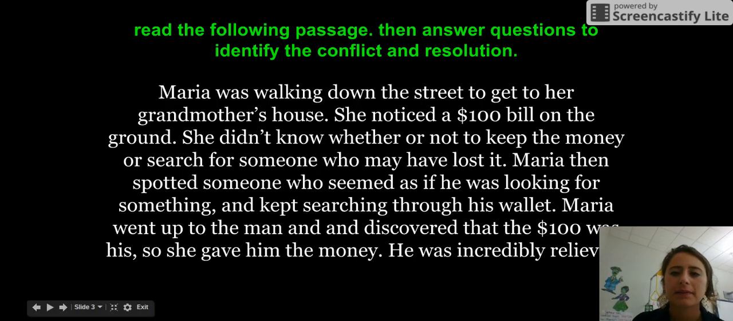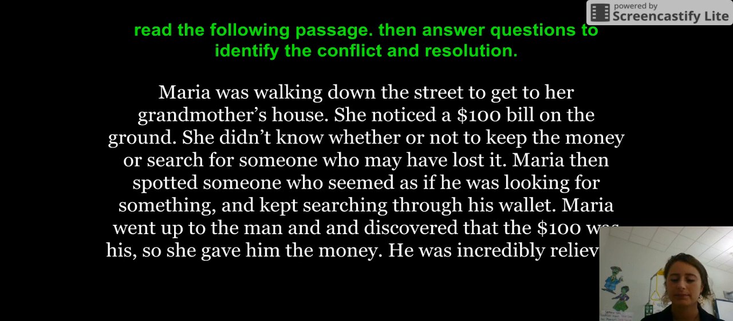Maria was walking down the street to get to her grandmother's house. She noticed a $100 bill on the ground. She didn't know whether or not to keep the money or search for someone who may have lost it. Maria then spotted someone who seemed as if he was looking for something and kept searching through his wallet. Maria went up to the man and discovered that the $100 was his, so she gave him the money. He was incredibly relieved.